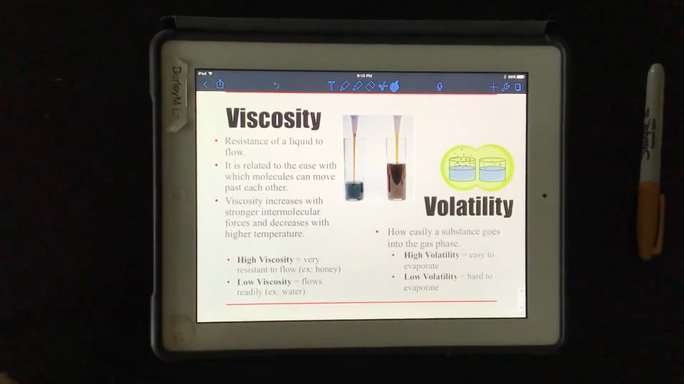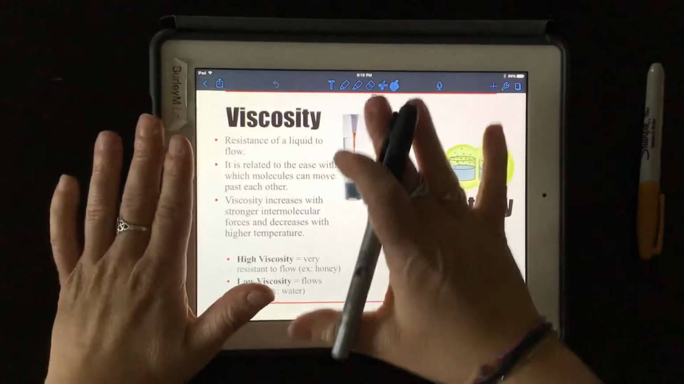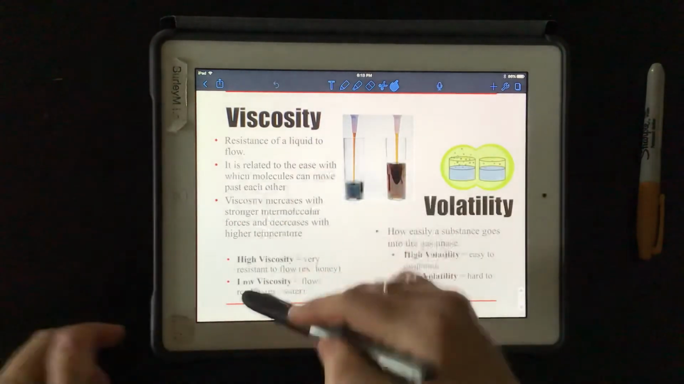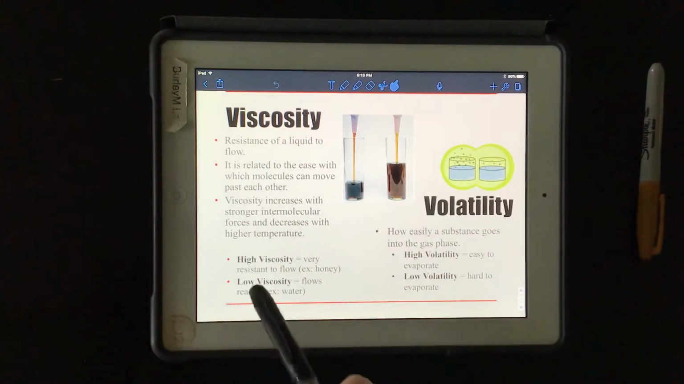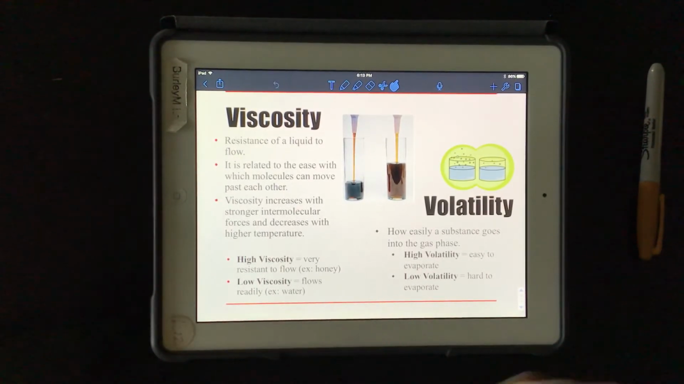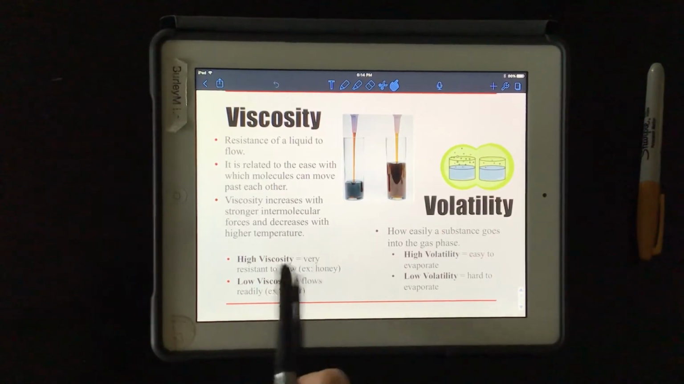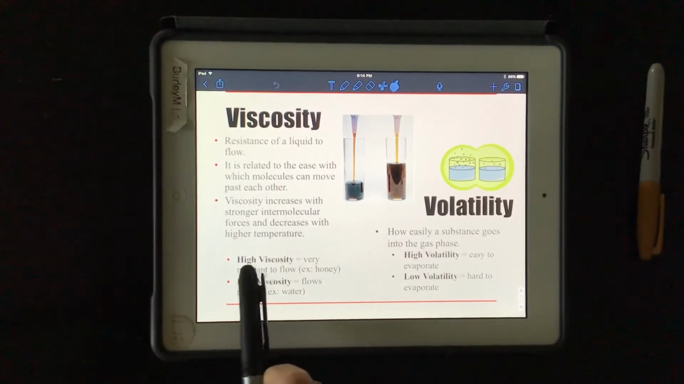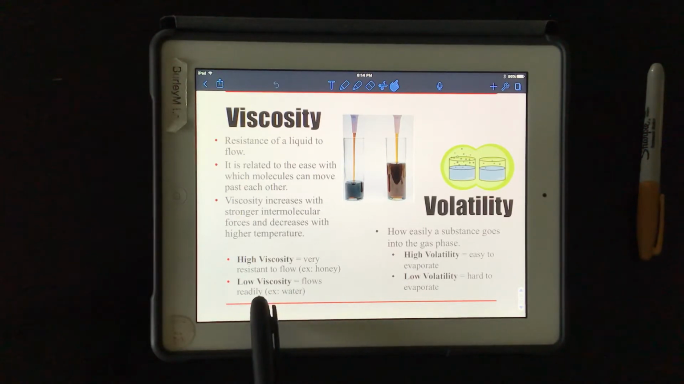The next thing we're going to talk about is viscosity. Viscosity is the resistance of a liquid to flow. Basically, intermolecular forces either make things hard to flow or allow things to be very easy to flow. If something is resistant to flow or difficult to flow, it has a high viscosity. If something flows very easily, then it has a low viscosity.